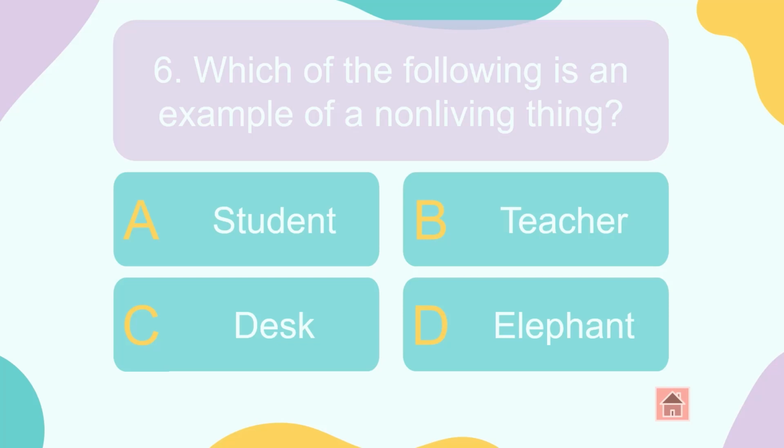Which of the following is an example of a non-living thing? A. Student, B. Teacher, C. Desk, or D. Elephant? This one's also pretty easy. Excellent, it's C. A desk.